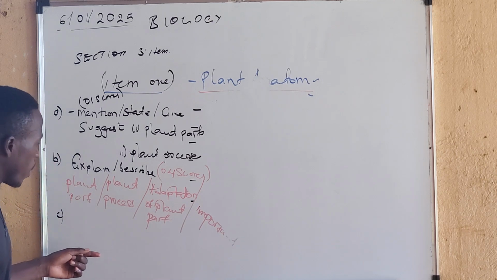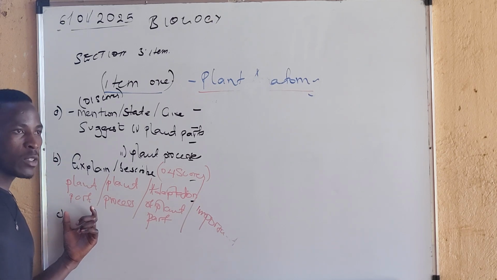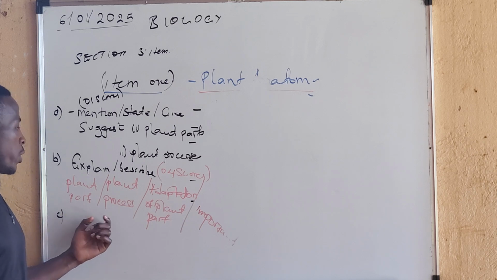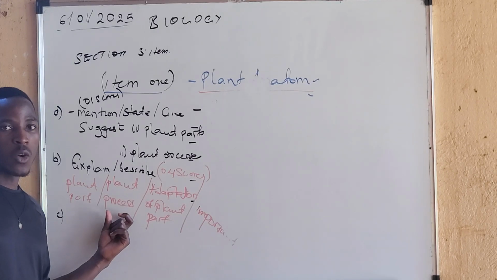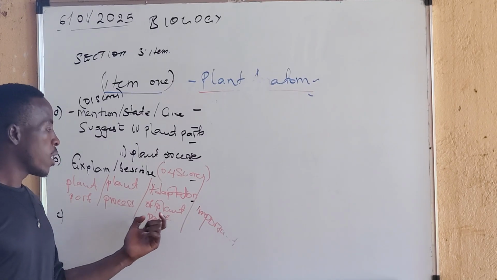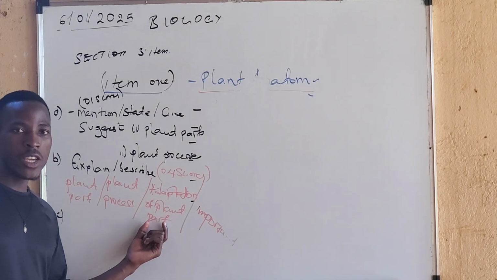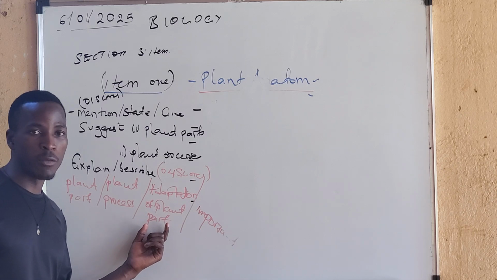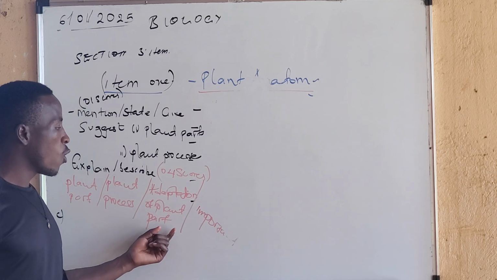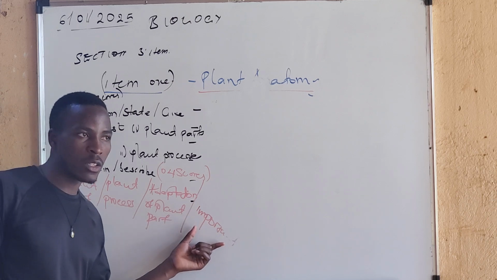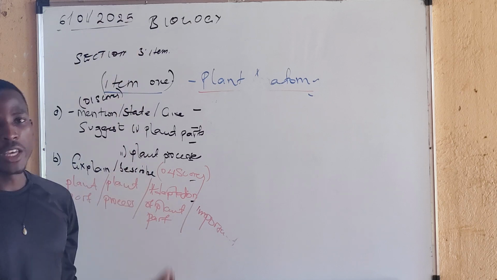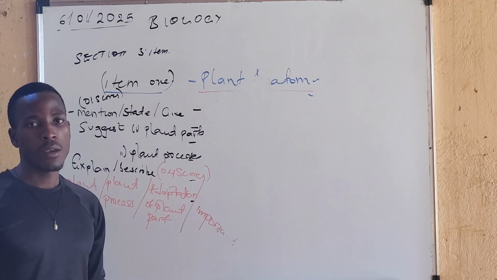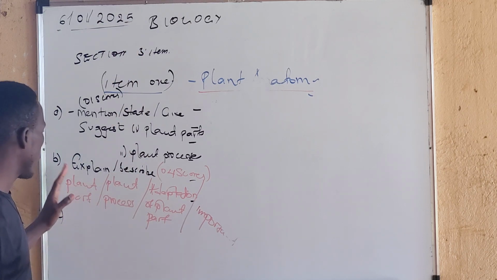If it was the phloem, we can say when the plant stems were damaged, the process of translocation was hindered. This is because plant stems contain phloem vessels, which enable the translocation process, whereby food is transported from the leaves to the roots where it is stored. Am I clear? That is part B.